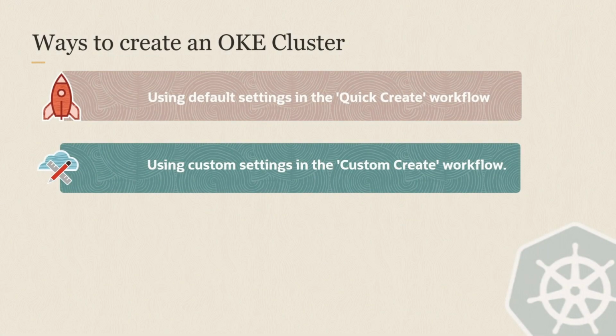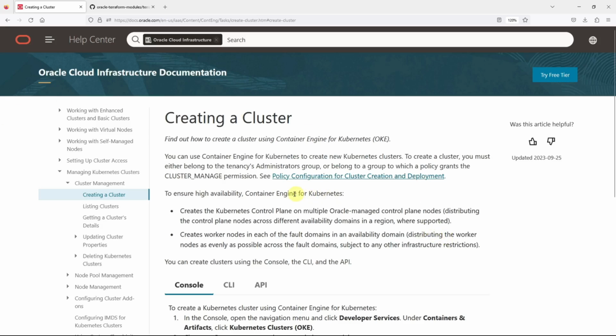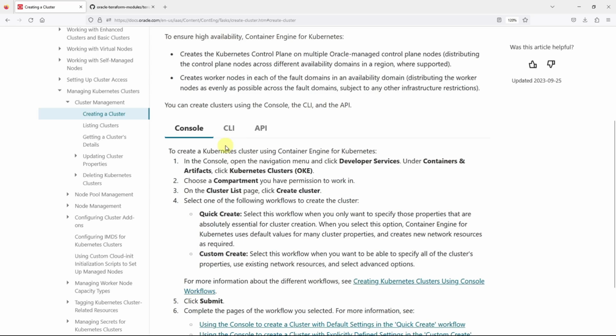Besides using quick create and custom create workflow in the console, you can create clusters via the CLI and API. Let's navigate to the official documentation, and here you will find comprehensive information about CLI and API options for managing your OCI resources, including OKE cluster. Here, as you can see, we have three options: console, CLI, and API.